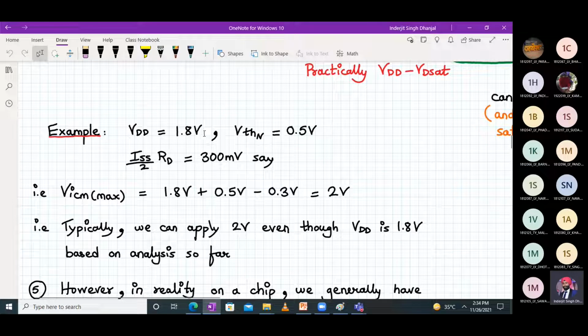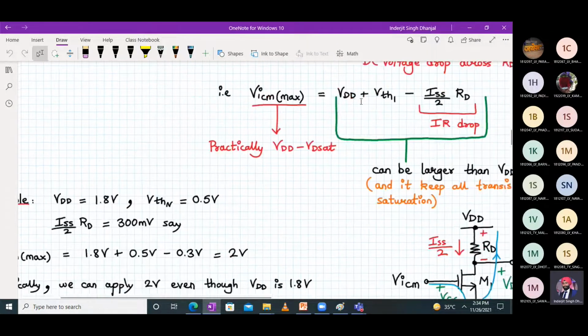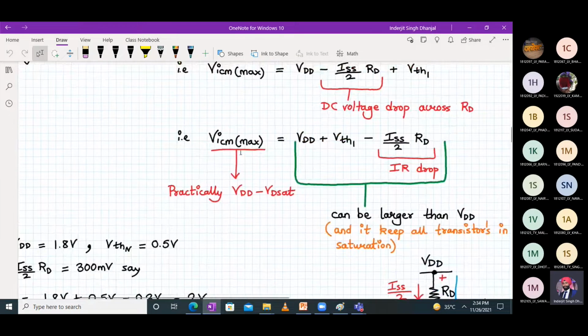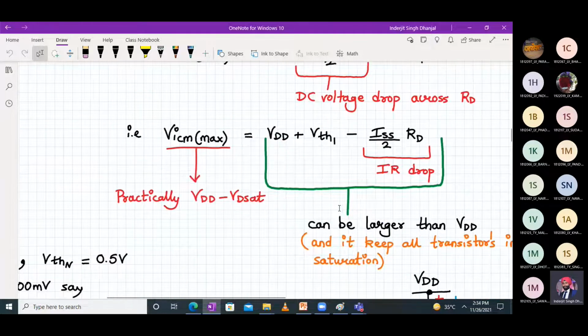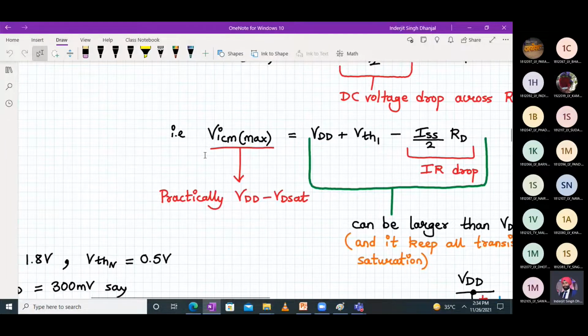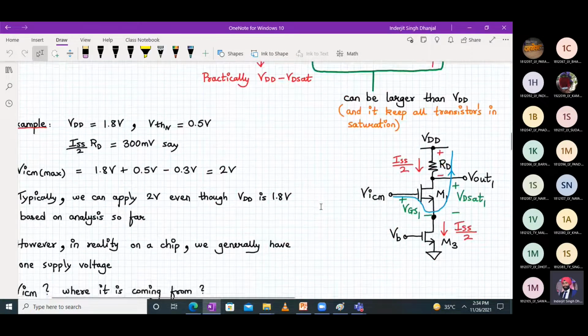We should not apply the common mode input voltage greater than the supply voltage. So even though theoretically we can apply your VICM max greater than the VDD, practically your VICM max is limited to VDD minus VDSAT. In theory we can say that VICM max is greater than VDD, but practically it is VDD minus VDSAT for NMOS transistor.